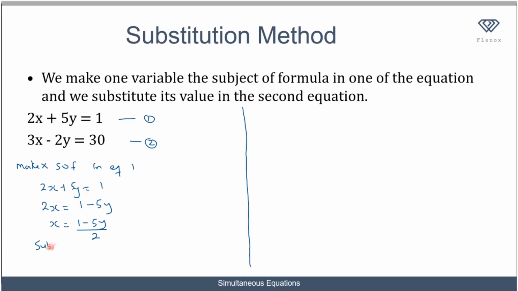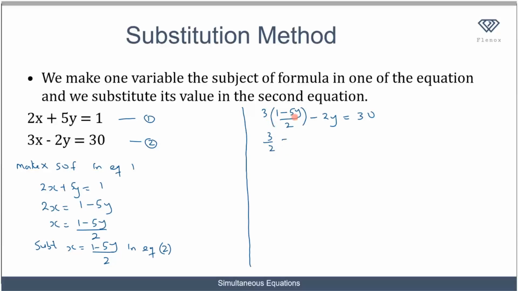So what do we do now? We now substitute x is equal to (1 minus 5y) over 2 in equation 2. So I substitute that value in equation 2. And when I do that, what do I get? I have 3 into bracket (1 minus 5y) over 2, then minus 2y to be equal to 30. So I can easily expand.